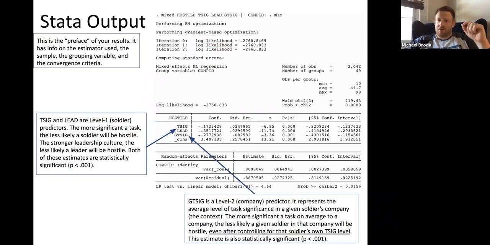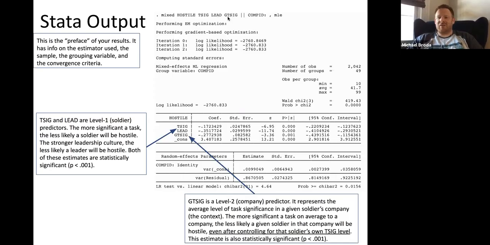Mixed is the actual estimation command, so Stata knows that you want to run a multi-level model. Hostile is our outcome, so it's the individual's hostility towards the larger mission. Tsig is task significance at the individual level. Lead is the individual's perception of the quality of leadership. You can think of this as leadership climate, like, do you feel like your unit commander is effective, that kind of thing.